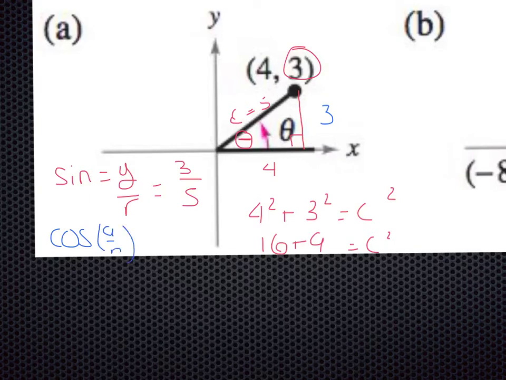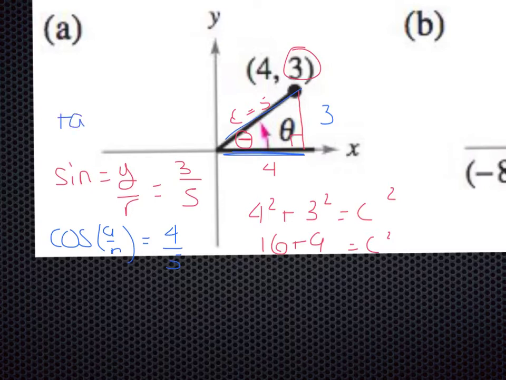So some options. Adjacent is going to be this distance here, 4, because that's adjacent to the angle, over your hypotenuse, which is 5. So 4 over 5. Or I can use the concept of x over r. That's going to give me 4 over 5.